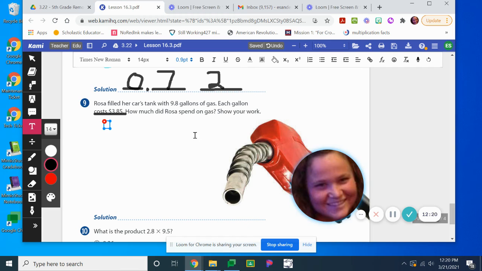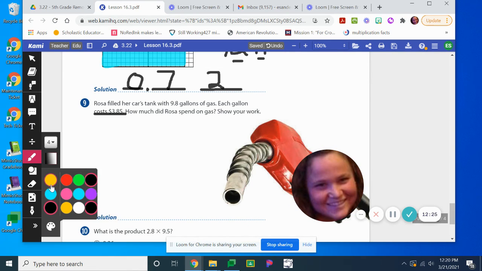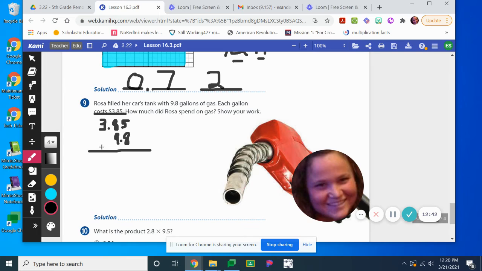All right. So I'm going to write this out. I'm going to get it a little bit smaller. And I'm going to turn it into black pen. All right. So 3.85 times 9.8. Very careful here.